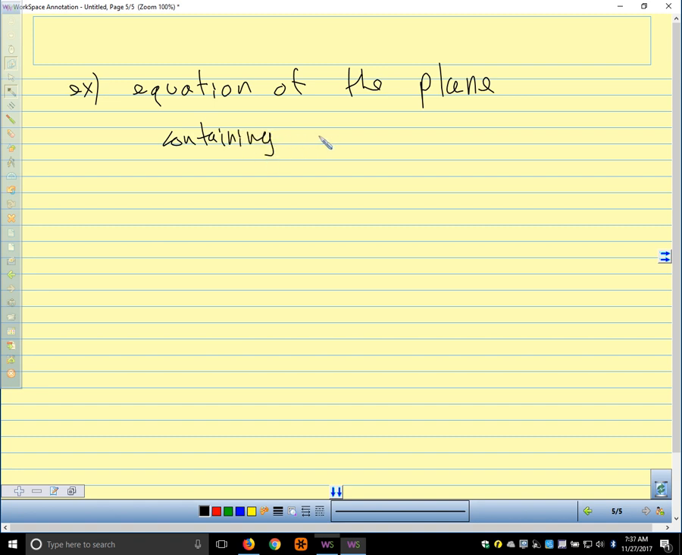So let's say we know that it contains (0, 0, 1), (2, 0, 0), and (0, 3, 0). So there are 3 points. We want the equation of the plane that contains those points. What do we have to do? Well, what do we need? What's our key piece of information? The normal vector. How are we going to find a normal vector? Make 2 vectors and take the cross product.